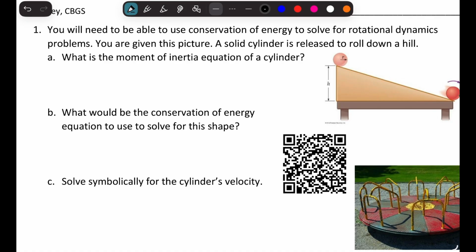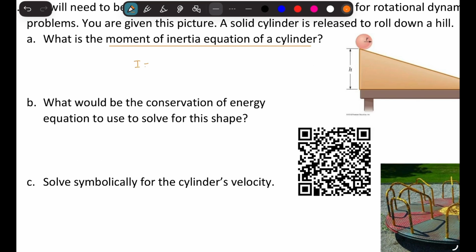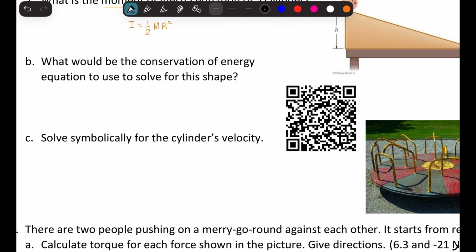A solid cylinder is released to roll down a hill. What is the moment of inertia equation of a cylinder? So what we know is that the moment of inertia of a solid cylinder is always going to be I equals 1/2 mr squared.